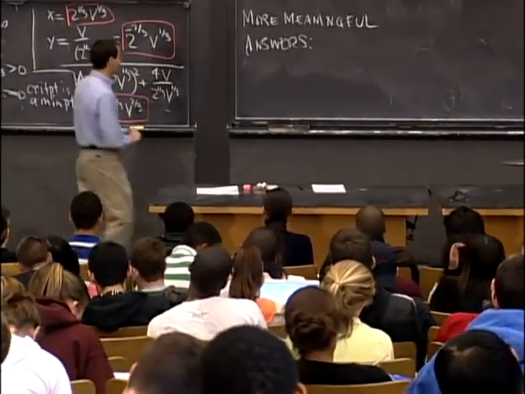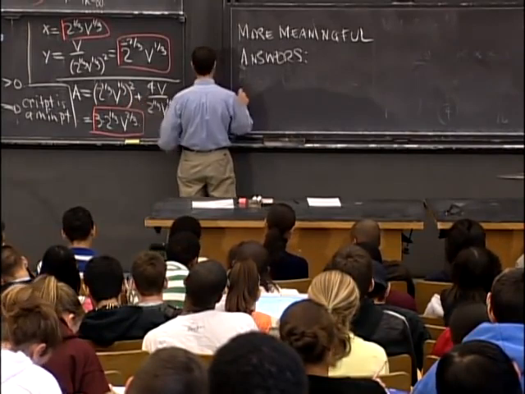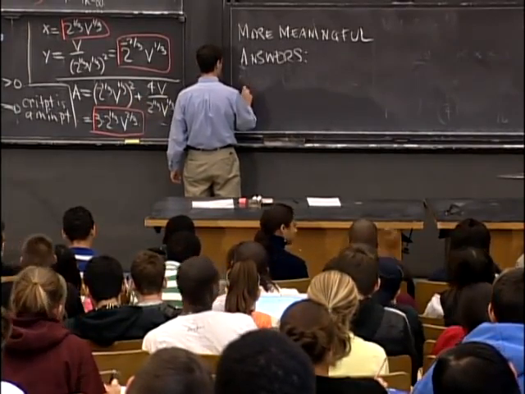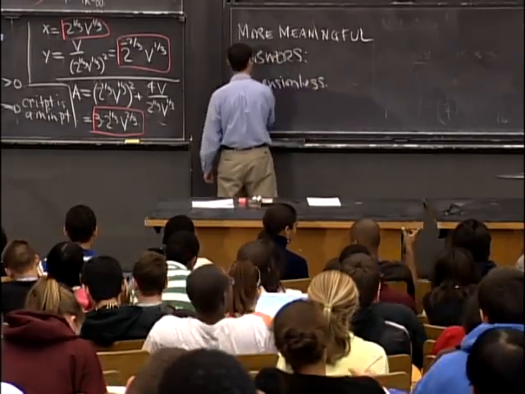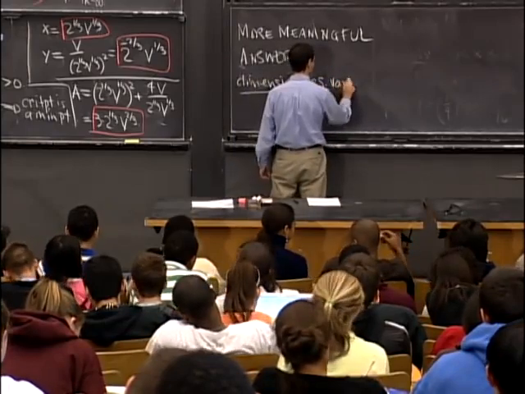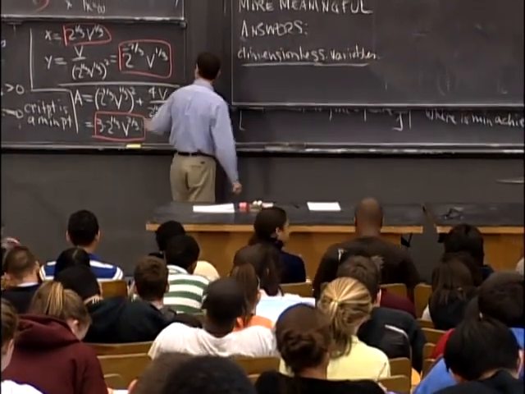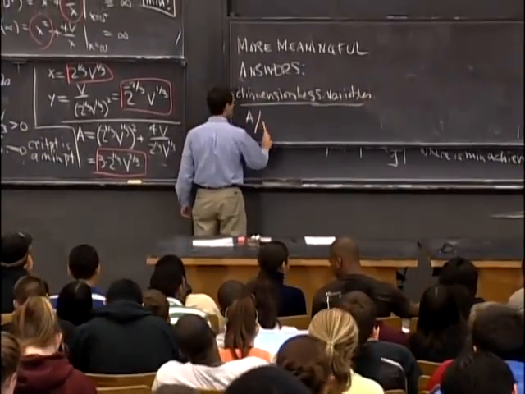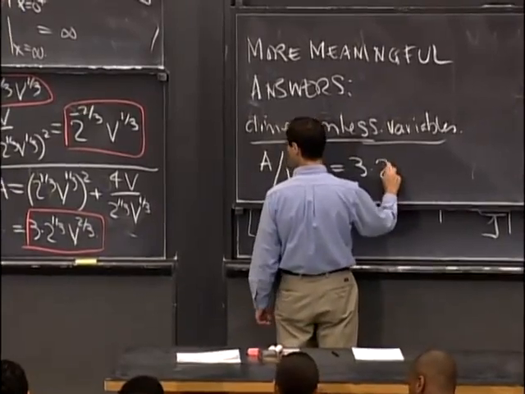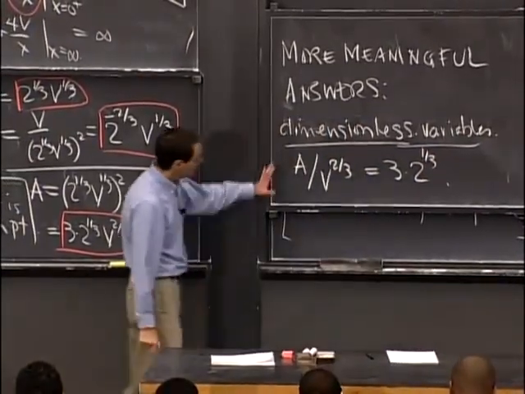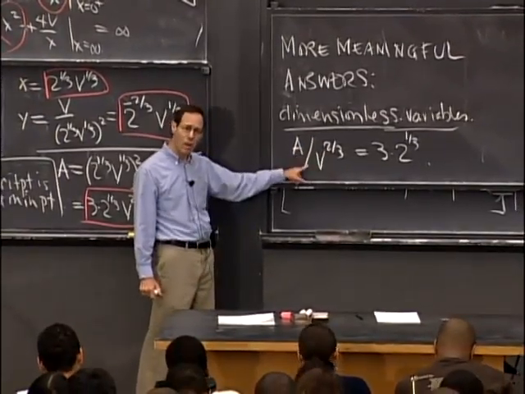The first more meaningful answer is the following sort of idea. They're what are known as dimensionless variables. So the first thing that you notice is the scaling law, that a divided by v to the 2/3 is the thing that's a dimensionless quantity. That happens to be 3 times 2 to the 1/3. Okay? So that's one thing. If you want to expand the volume, you'll have to expand the area by the 2/3 power of the volume.